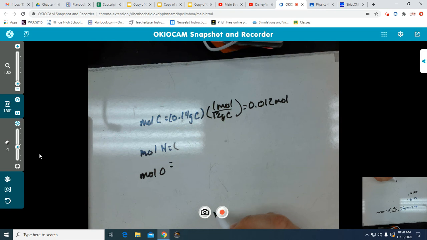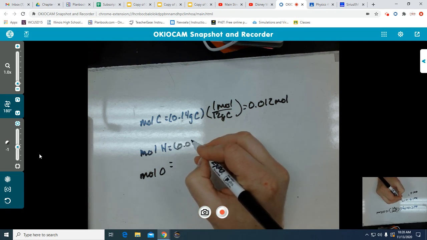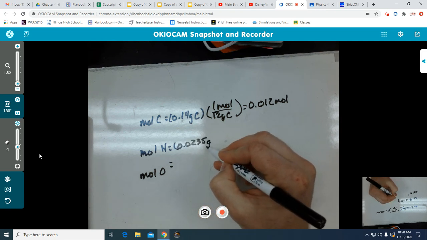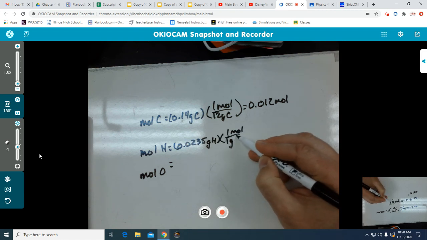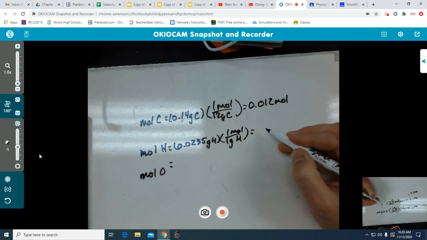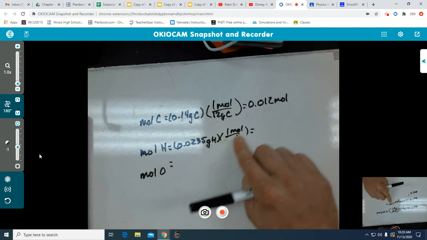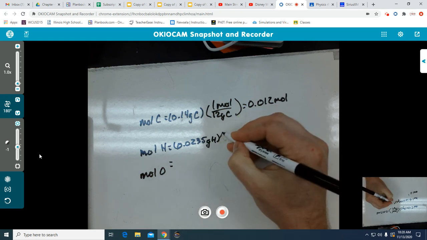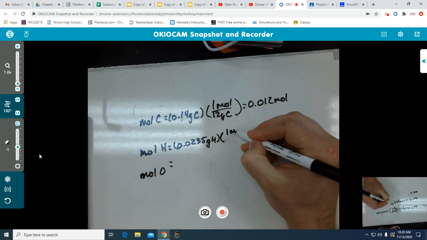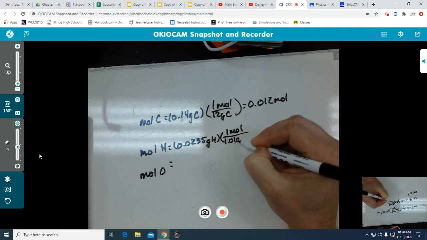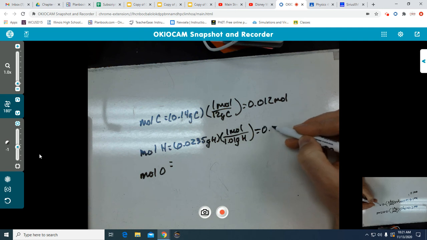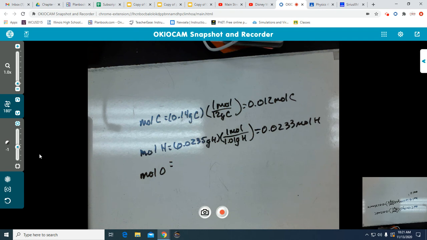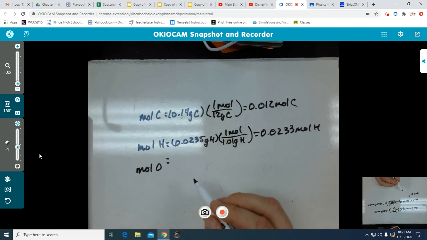Do the same thing for hydrogen. Hydrogen, we had 0.0235 grams of hydrogen multiplied by its molar mass of 1 mole per 1 gram. You could do 1 mole, okay? You might get something slightly different, but it won't make a difference. So 1 mole over 1.01 grams of hydrogen, and that gives us 0.0233 mole of hydrogen.